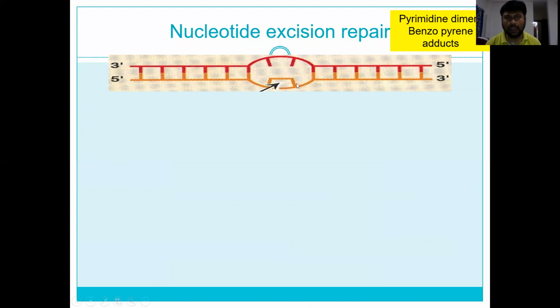So this is the pyrimidine dimer, which is caused by ultraviolet radiation. Now we will see how this is corrected. Here also it follows the same 3 steps. The first step is identification and making a nick.